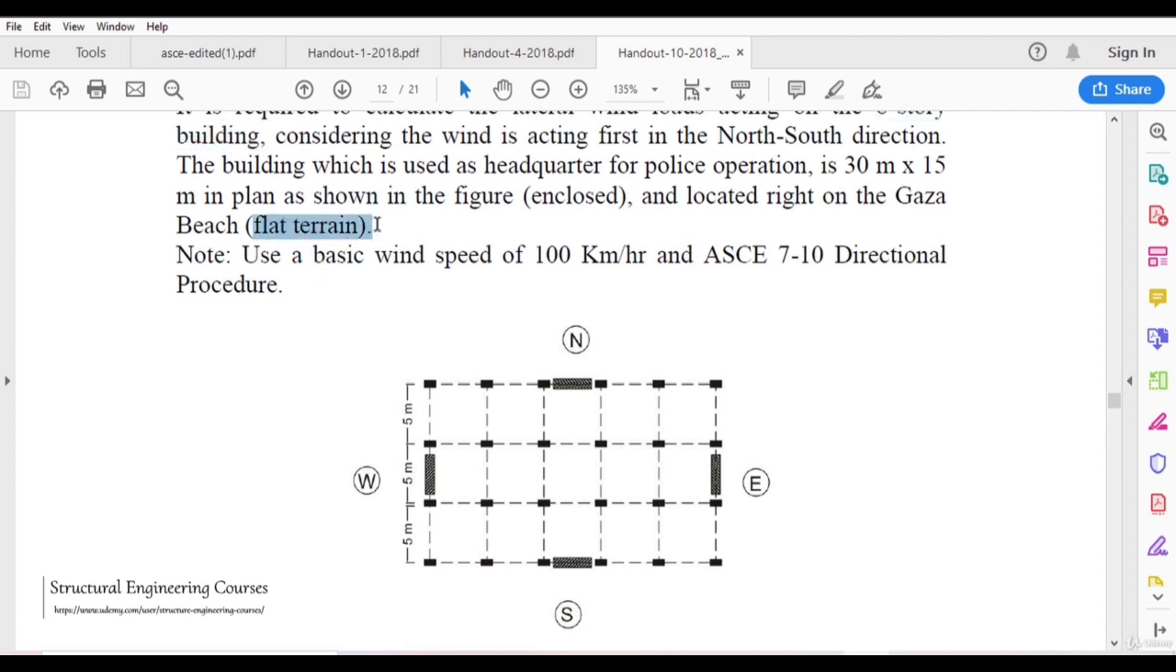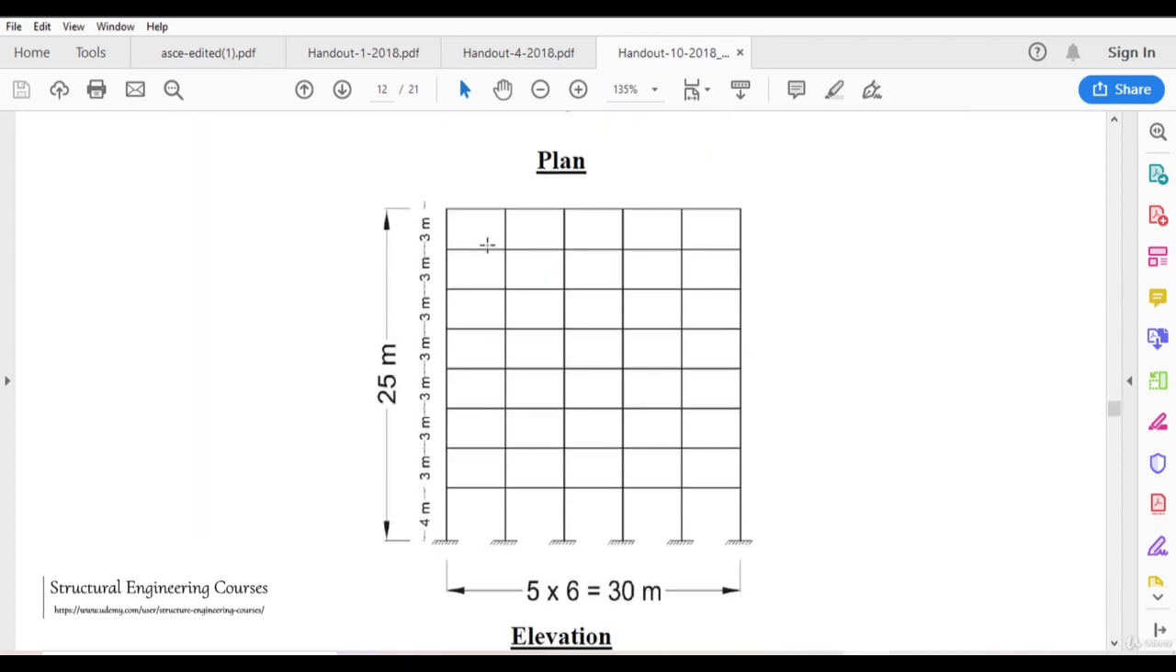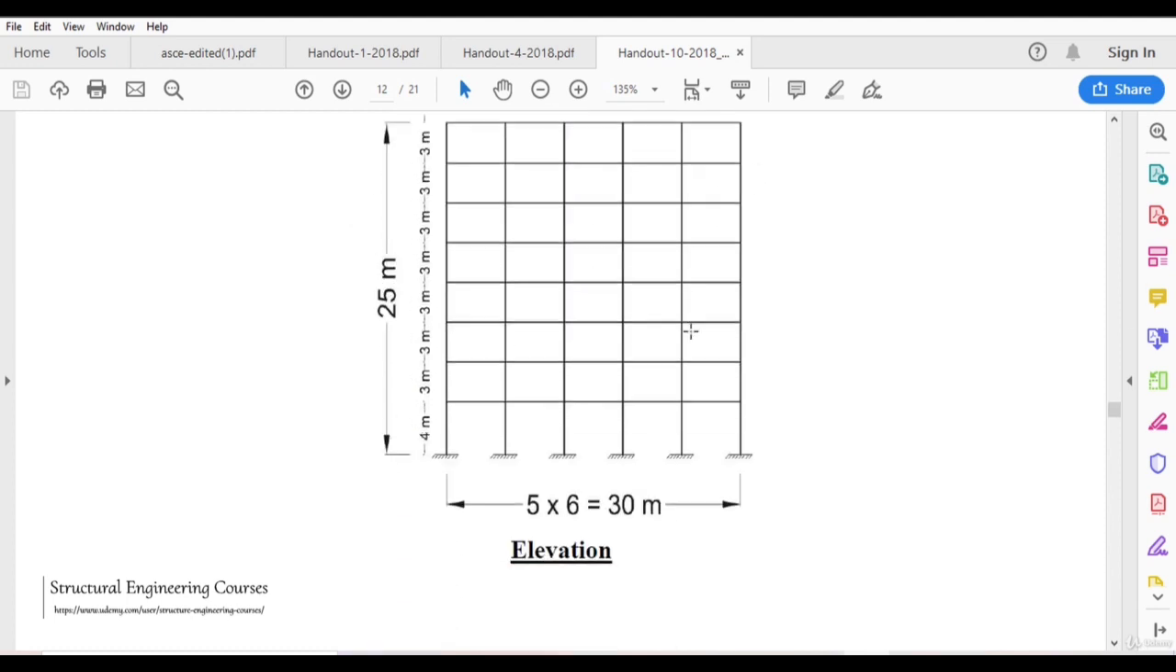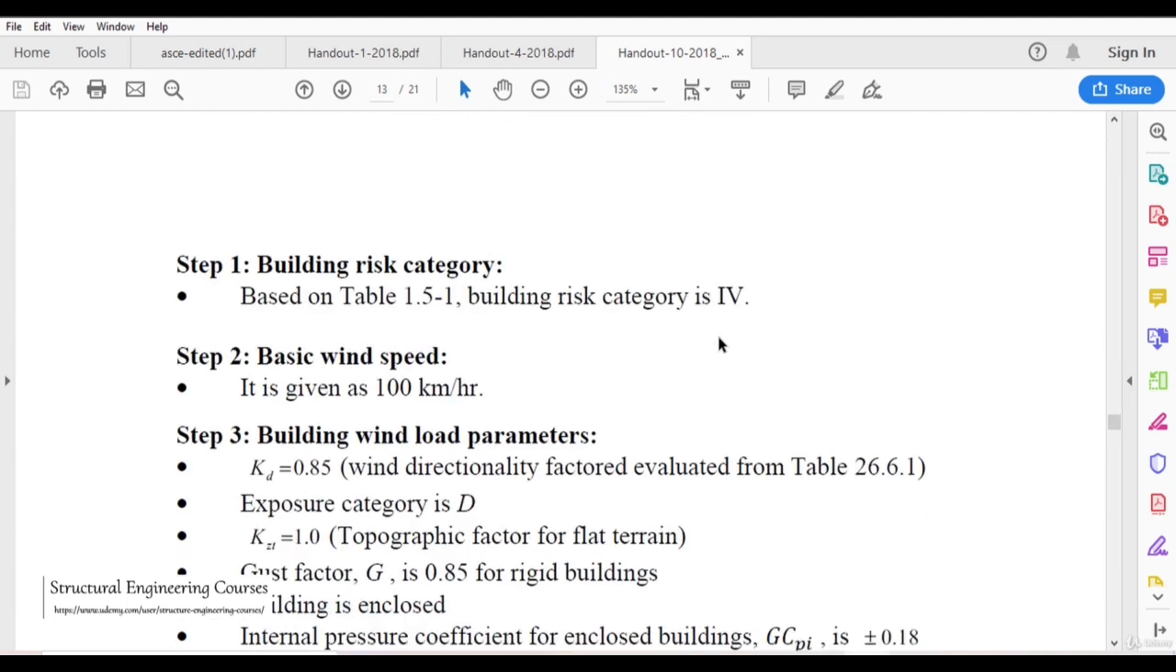So basic wind speed we can consider 100 km/h. And this is the height of the building, that's 25 meter. So 30 meter by 15 meter by 25 meter. So building risk category can be taken as 4.